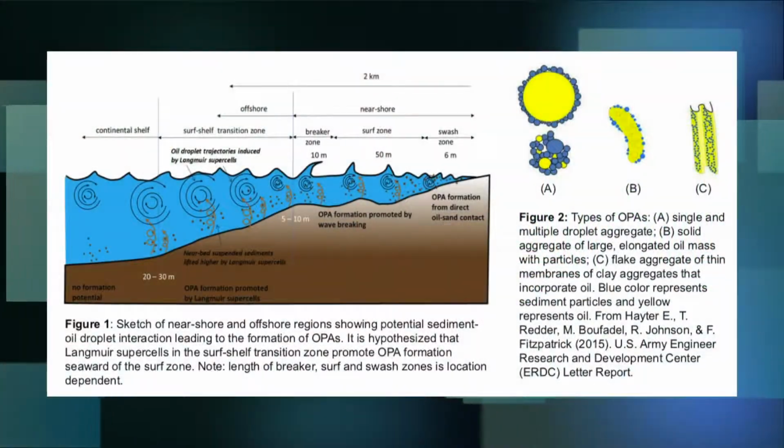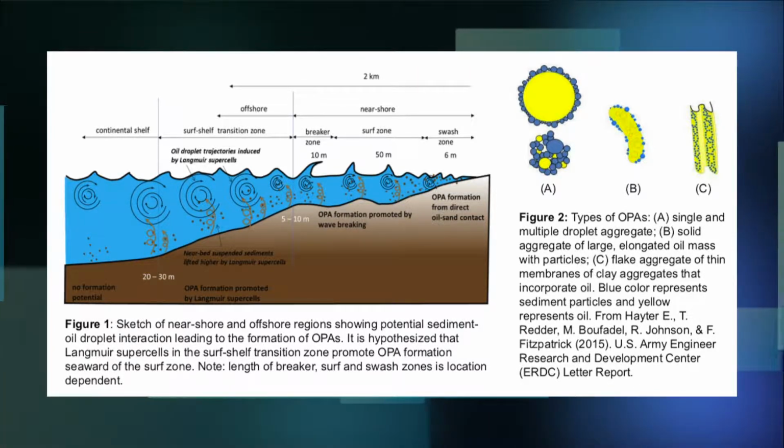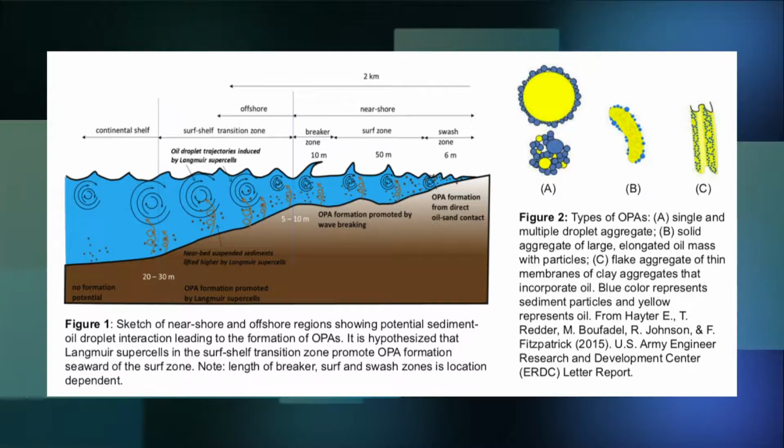And one type of Langmuir cells that we're interested in occurs in coastal regions about 10 meters to 30 meters deep. And there the Langmuir cells, under strong wind and wave forcing conditions, like during the passage of storms, these cells can extend all the way to the bottom of the water column, engulf the entire water column. And so these cells are referred to as Langmuir supercells. So in the project, we're saying that these Langmuir supercells can move the oil droplets from the surface, can move the sediments from the bottom, bring them together, and cause the formation of the OPAs, or oil particle aggregates.